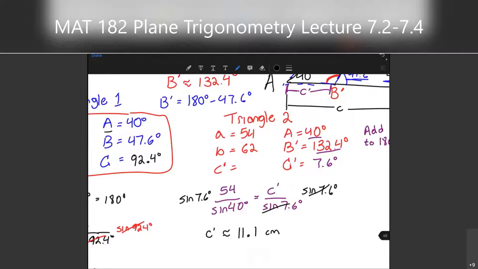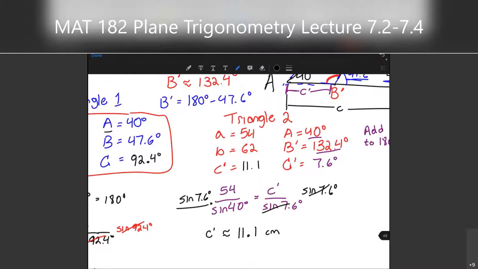Okay, so 54 divided by sin 40 degrees, and then we want to multiply by sine of 7.6 to get the C. I got the same answer. Great. All right, so 11.1 is that final piece.